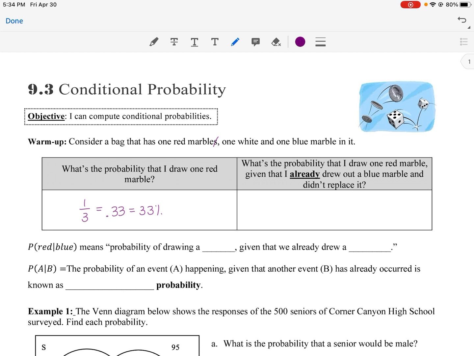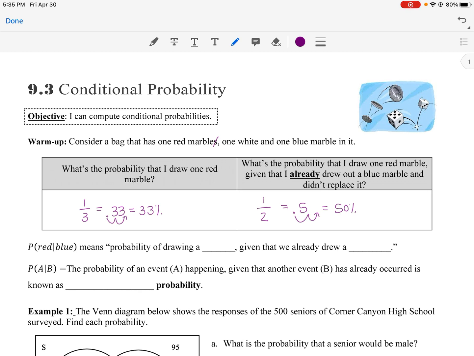What is the probability that I draw one red marble given I already drew out a blue marble and didn't replace it? So remember from last time, if I draw out a blue marble and I haven't put it back, I now only have 2 marbles, and one of those is red. So that's going to be 0.5, which as we convert that to a percent, we would get 50%.